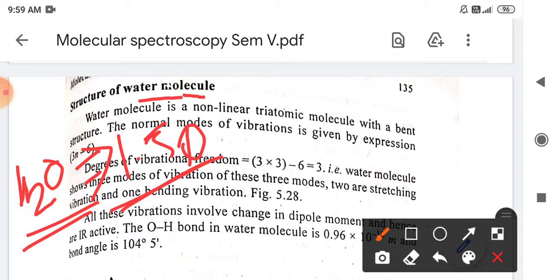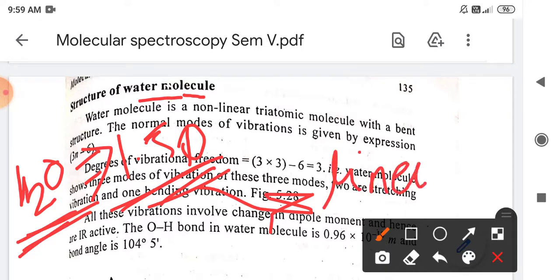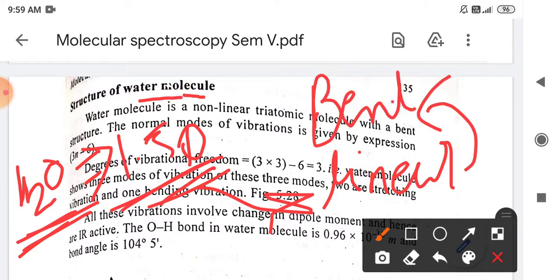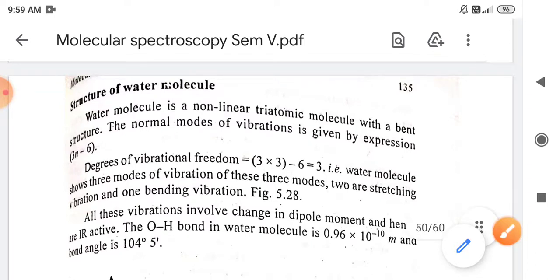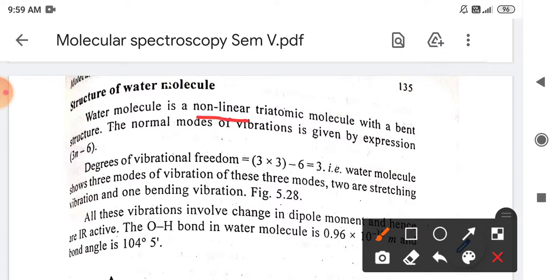So what we have concluded based upon this dipole moment value is that the water molecule is not a linear one but a bent one. So it has some bent structure. We concluded that from the dipole moment measurement, during the introduction part. Now we can say that the water molecule is a non-linear triatomic molecule with the bent structure.